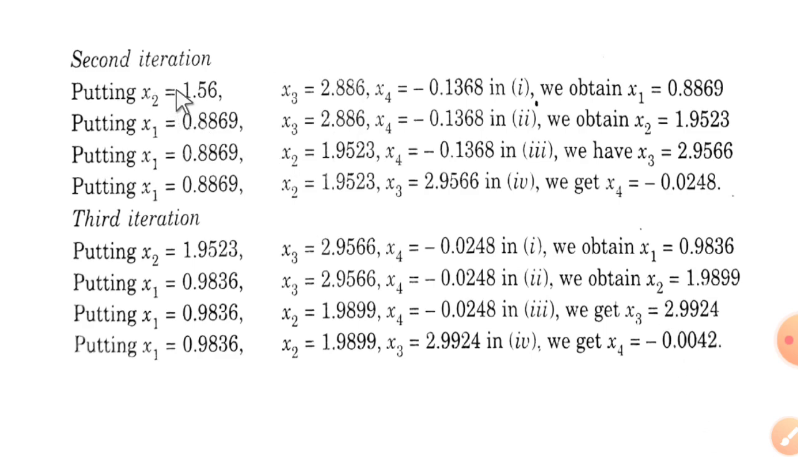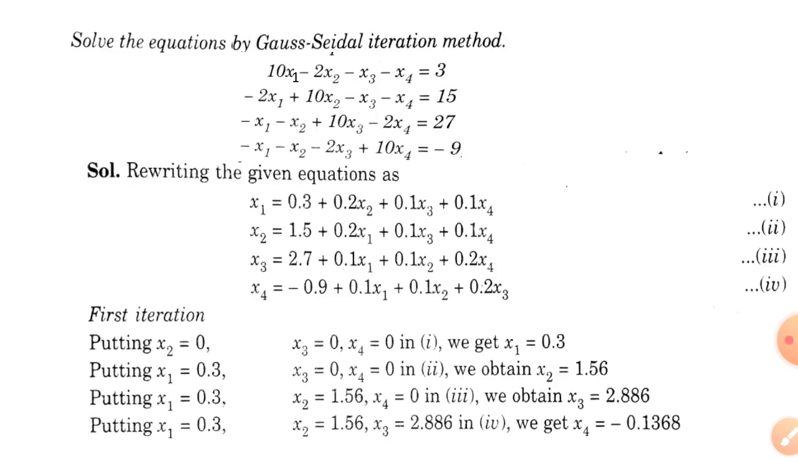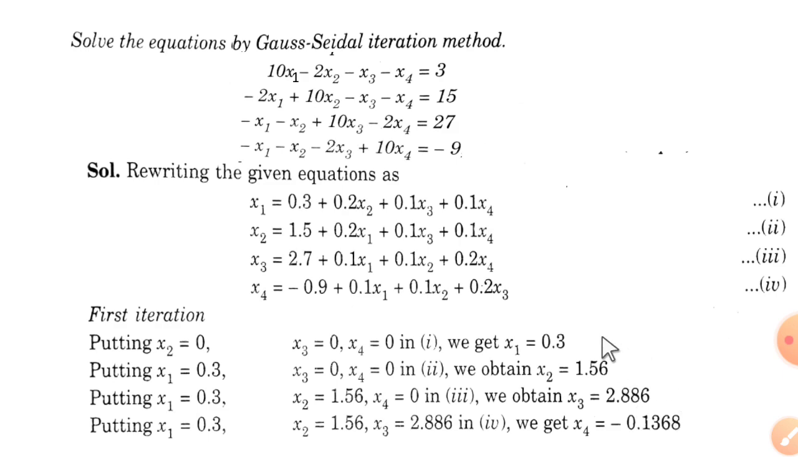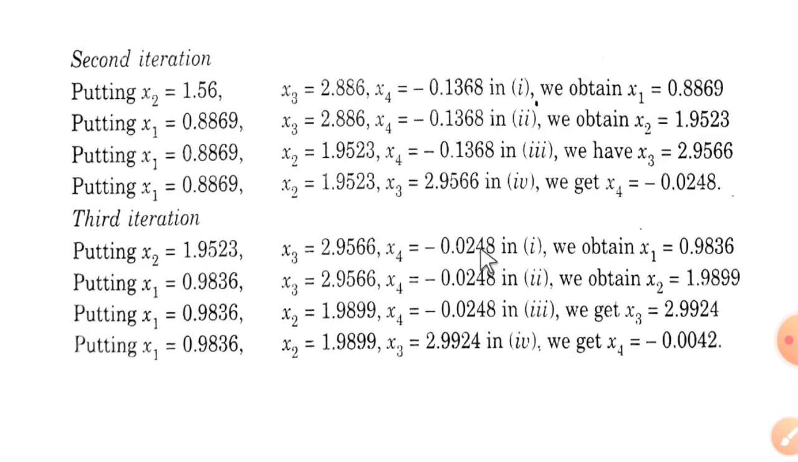In the second set of iteration, you will put x2 equal to 1.56, x3 equal to 2.886 and x4 equal to minus 0.136. You are taking these as the starting values in the next iteration. Substituting those values, you can obtain the new value of x1 as 0.8869, then x2 as 1.9523, x3 as 2.9566 and x4 as minus 0.0248.